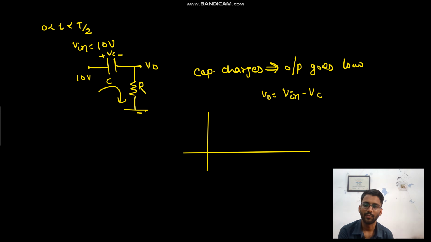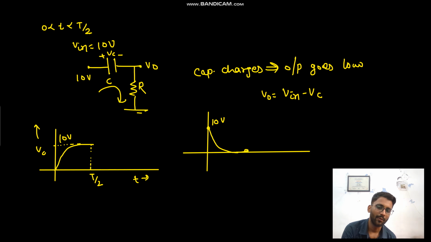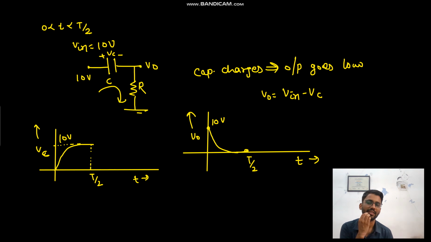First let us draw the waveform of VC here. This is VC versus T. VC is getting charged from 0 to 10 volt. If it is charged from 0 to 10 volt, your output, initially the capacitor is shorted, so your output is 10 volt, but slowly the capacitor is getting charged, so your output will go down from 10 to 0. So this is the output waveform. This was VC. The capacitor is getting charged in this direction from left to right.